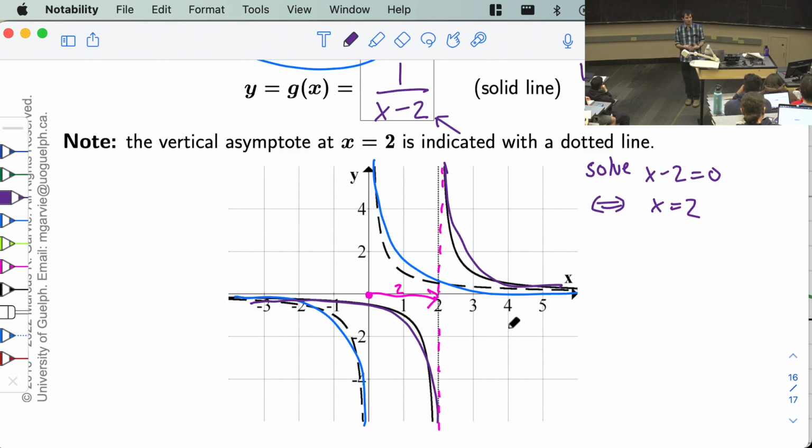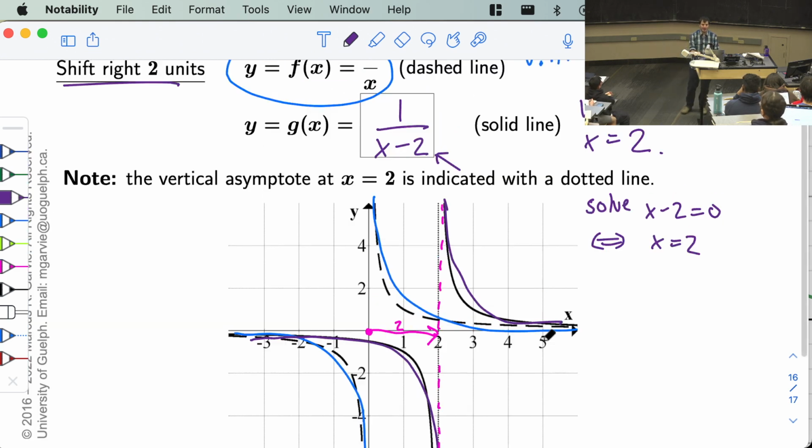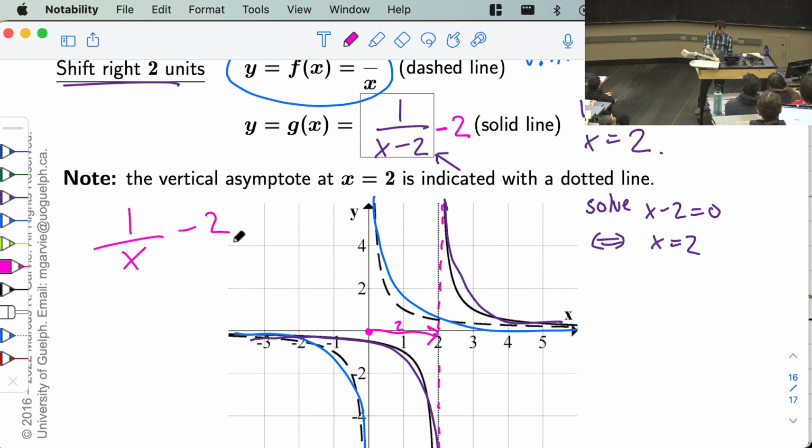Questions or comments about transformations, this problem or the last problem? This is moving graphs around and that kind of thing. Yeah? If there was a, you're saying what would happen if there was a different minus 2 out here? Like that? 1 over x minus 2, like that?